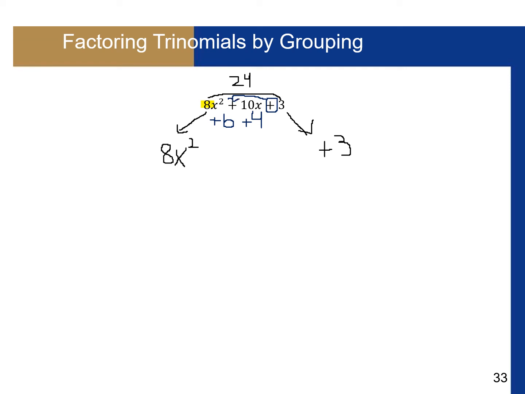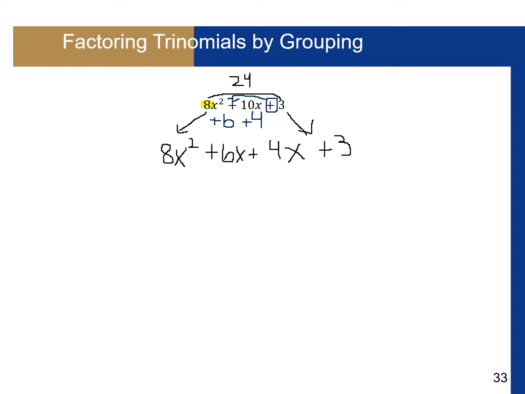Okay, so again, I have 8x squared, I have plus 3, and then I said factors of 24 that I add to get 10 would be 6 and 4. So now I just bring those down, plus 6, and I'm going to put my middle variable with it. So 6x plus 4x. Now what I just did is the hardest part. If you follow me to here, then you're golden, because the rest is factor by grouping, which you already know.